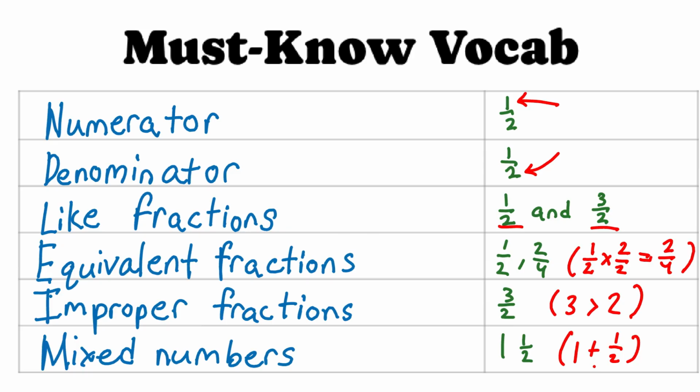Improper fractions. This is an extremely important term that you must know. An improper fraction is a fraction where the numerator is greater than the denominator. This means that all improper fractions are greater than 1. Mixed numbers. Mixed numbers are the combination of numbers and fractions. For example, 1 and 1/2 is a mixed number.